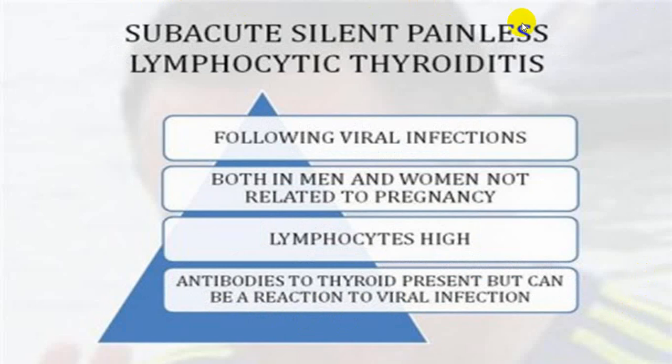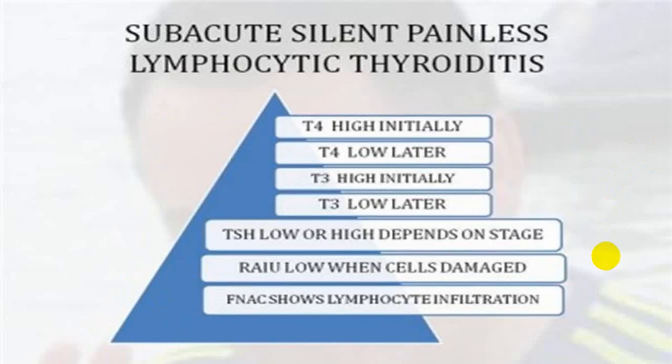In subacute silent painless lymphocytic thyroiditis, which is mainly because of viral infections, we call it subacute thyroiditis, which is very common, producing lymphocytic infiltrations. That's why it is also called lymphocytic thyroiditis or de Quervain thyroiditis, where antibody to thyroid may be present but can be a reaction to the viral infection rather than to the autoimmune thyroiditis. It is mainly because of viral infections.